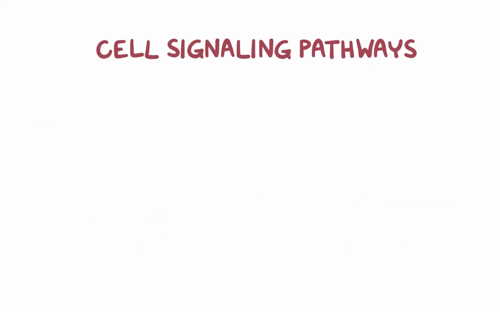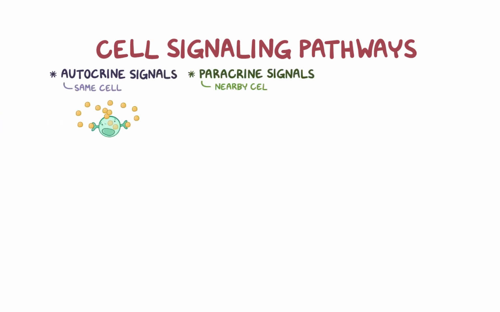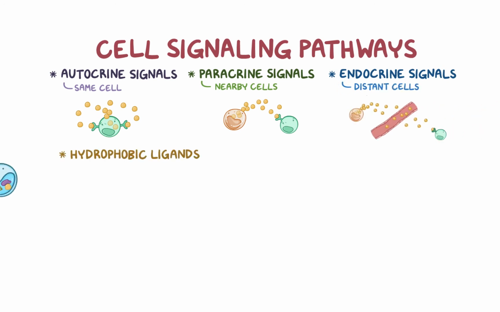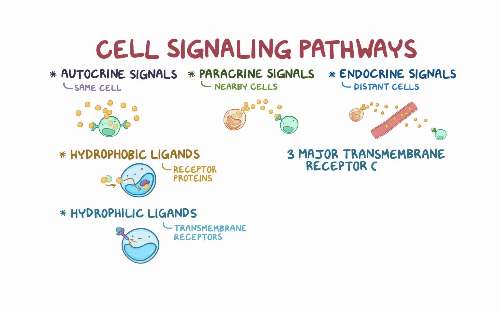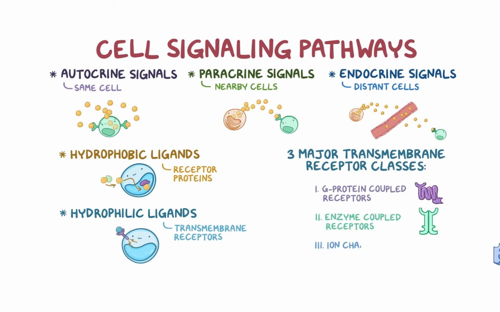Alright, as a quick recap. Autocrine signals target the same cell. Paracrine signals target nearby cells, and endocrine signals target distant cells. Hydrophobic ligands are able to diffuse across the cell membrane and bind to receptor proteins inside the target cells. Hydrophilic ligands are unable to cross the cell membrane, so they must bind to transmembrane receptors, which have an intracellular end that triggers a signaling pathway inside the target cell. There are three major transmembrane receptor classes: G protein coupled receptors, enzyme coupled receptors, and ion channel receptors.